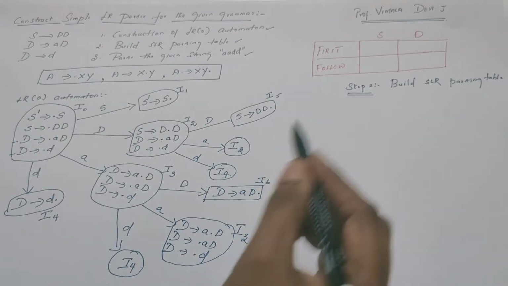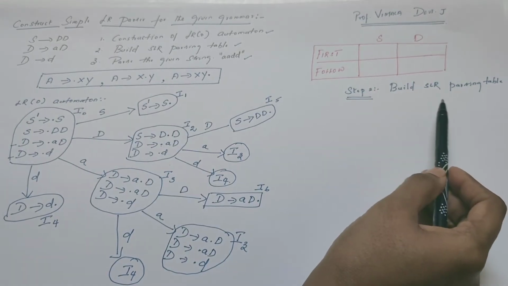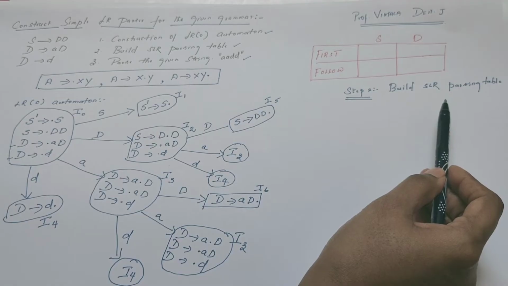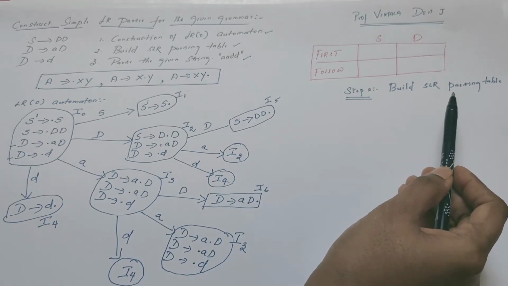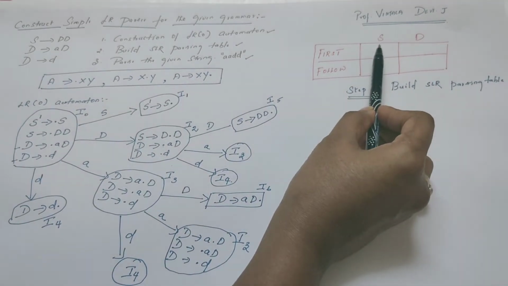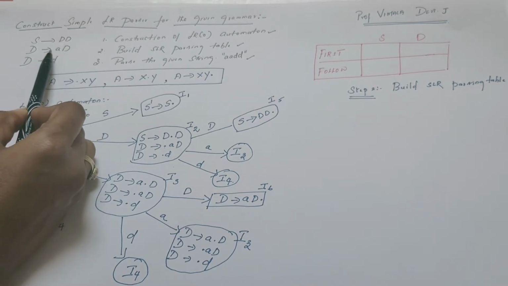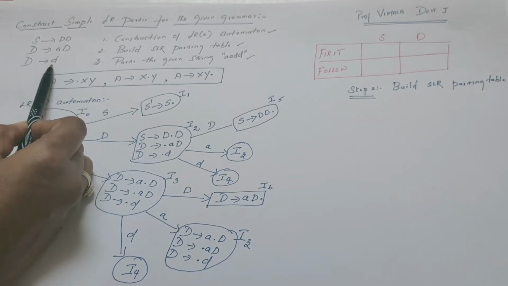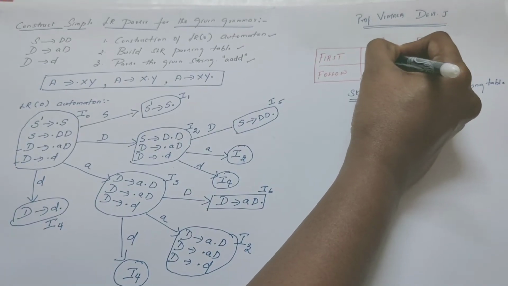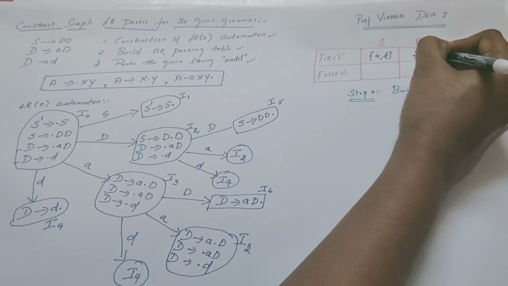Let's move on to the second step now, which builds the SLR parsing table. To build the SLR parsing table, we have to know the follow sets of the non-terminals. To know the follow set, obviously we have to compute first. So we have to compute first and follow. So what is first of S? First of S is first of D. First of D is what? One is A, another one is D, the terminal set. So let me write it as A and D here. By the way, first of D is also A and D.